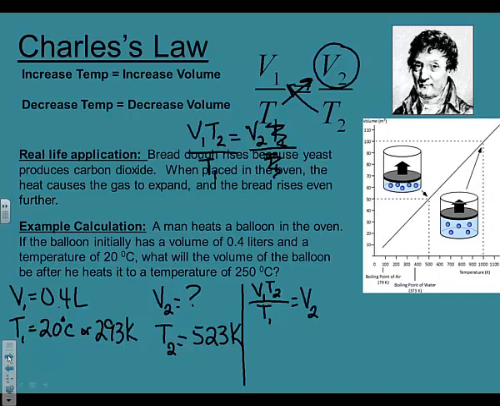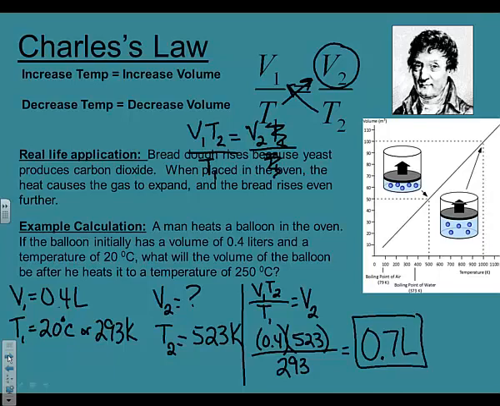Now I go in and substitute those numbers for the variables. What is my initial volume? It's 0.4. My final temperature is 523. And I'm going to divide that by my initial temperature, which is 293. Multiplying the top and dividing by 293, my final volume is 0.7 liters. So still not a whole lot, but 0.7 is definitely greater than 0.4. So we did have an increase in volume with an increase in temperature.